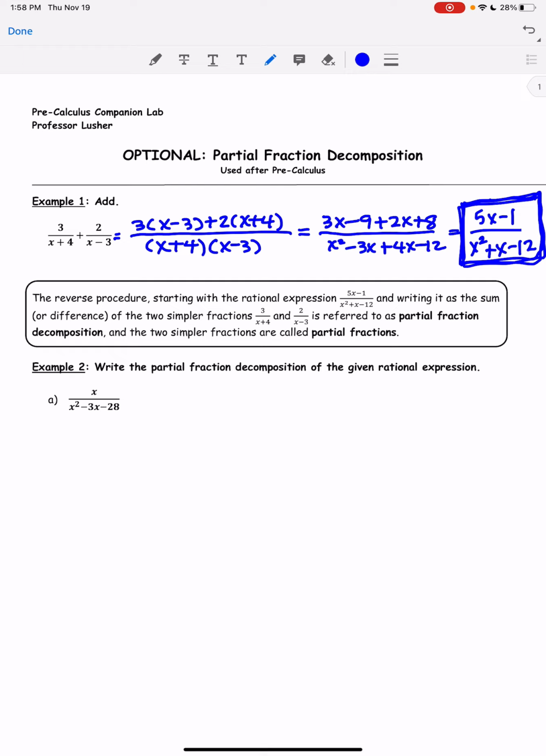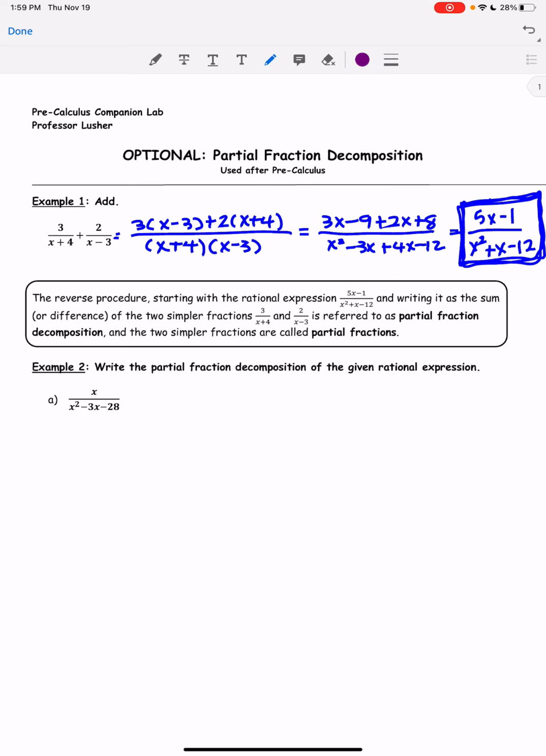Well, unfortunately, we started with that one because we are doing the reverse procedure. The reverse procedure, starting with this rational expression, though this one here, and writing the sum or difference of two simpler fractions, 3 over x plus 4 and 2 over x minus 3, is referred to as partial fraction decomposition, and the two simpler fractions are called partial fractions. So I'm literally wanting to do this opposite. We're going to be given this, and I need to get it to this rational expression where we're adding those together.